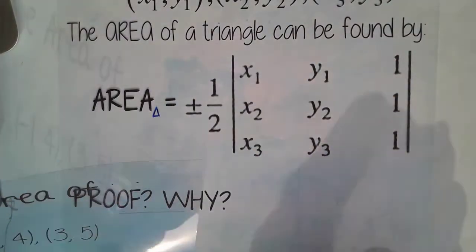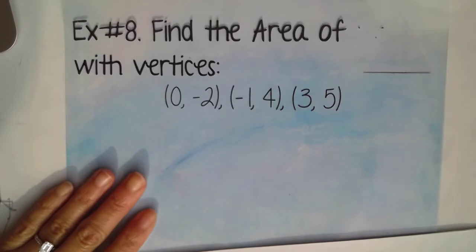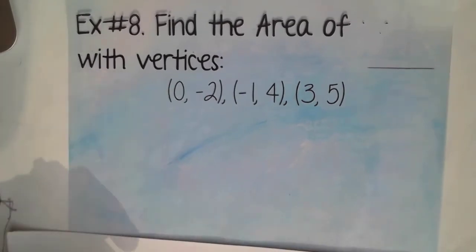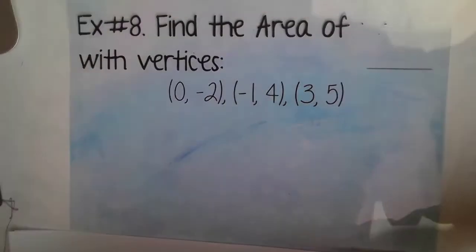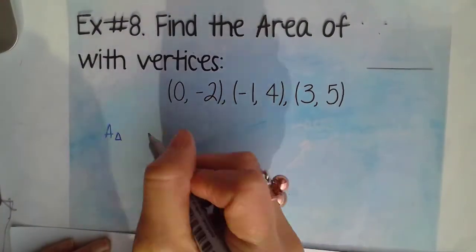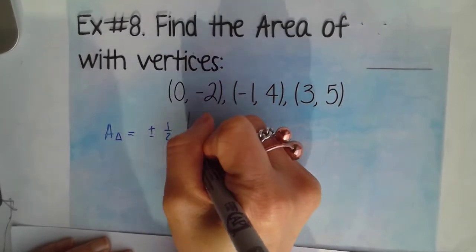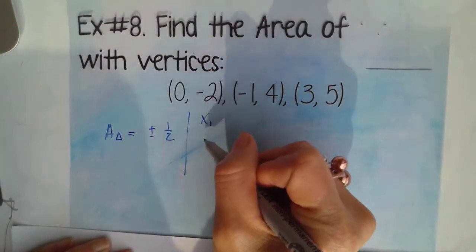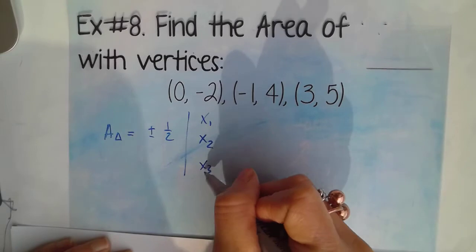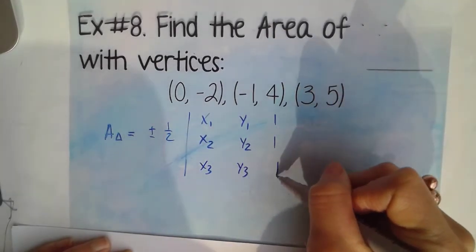Of course, you're allowed to use a calculator, but we can use a 3x3 method, right? So let's try that. Find the area of this triangle, and we're given these 3 vertices. This is number 8 from your textbook. And so let's try, okay? Find the area of the vertices. So the area of a triangle using determinants of a matrix is going to be plus or negative half. And you have your coordinates, x1, x2, x3, y1, y2, y3, and a column of 1s.